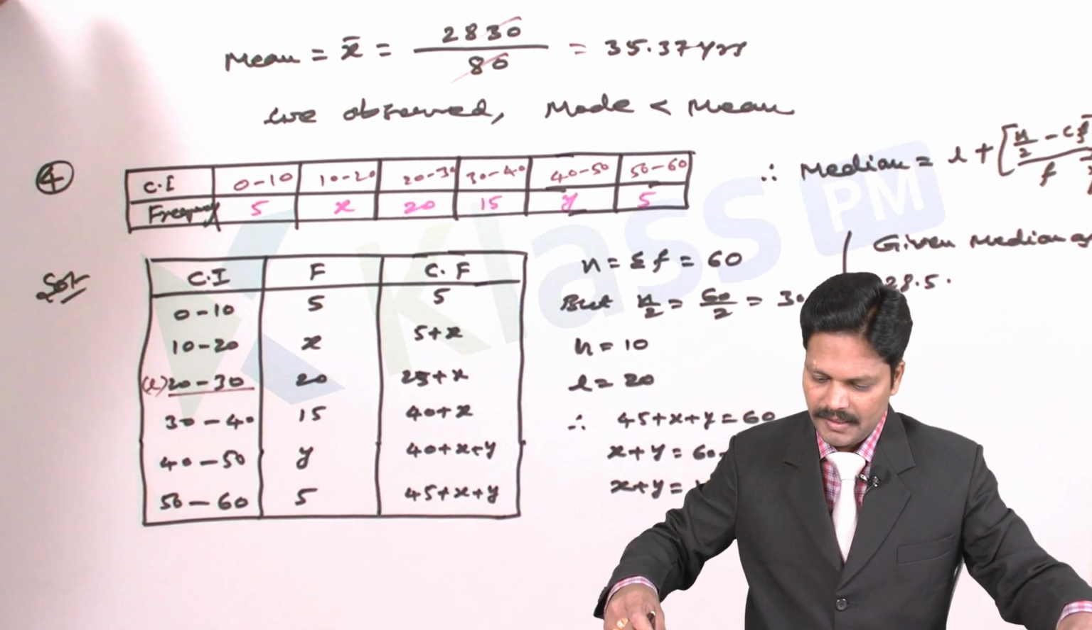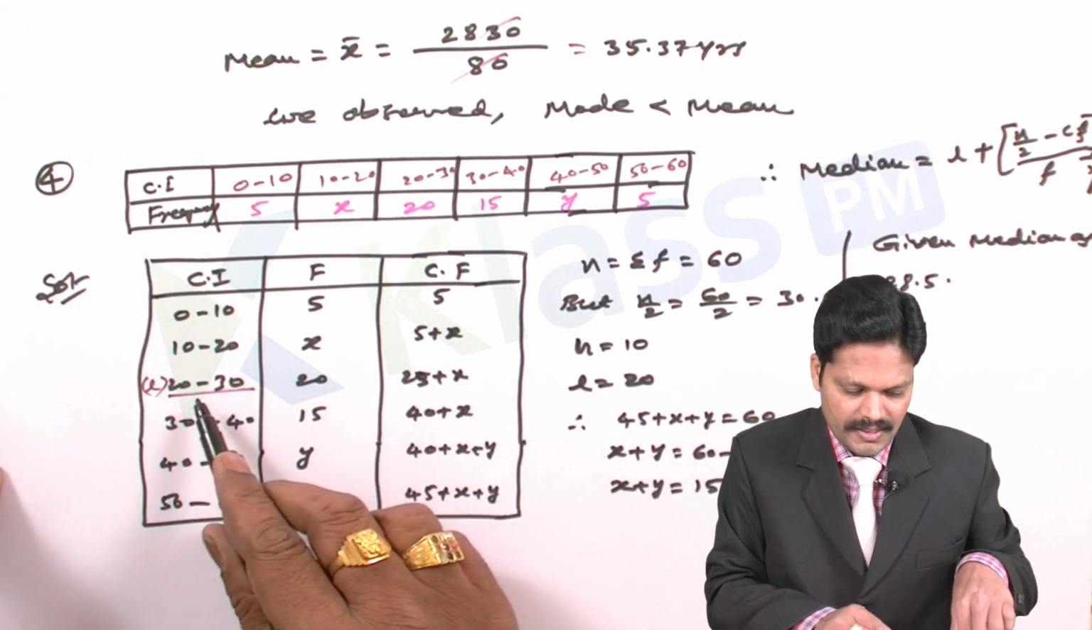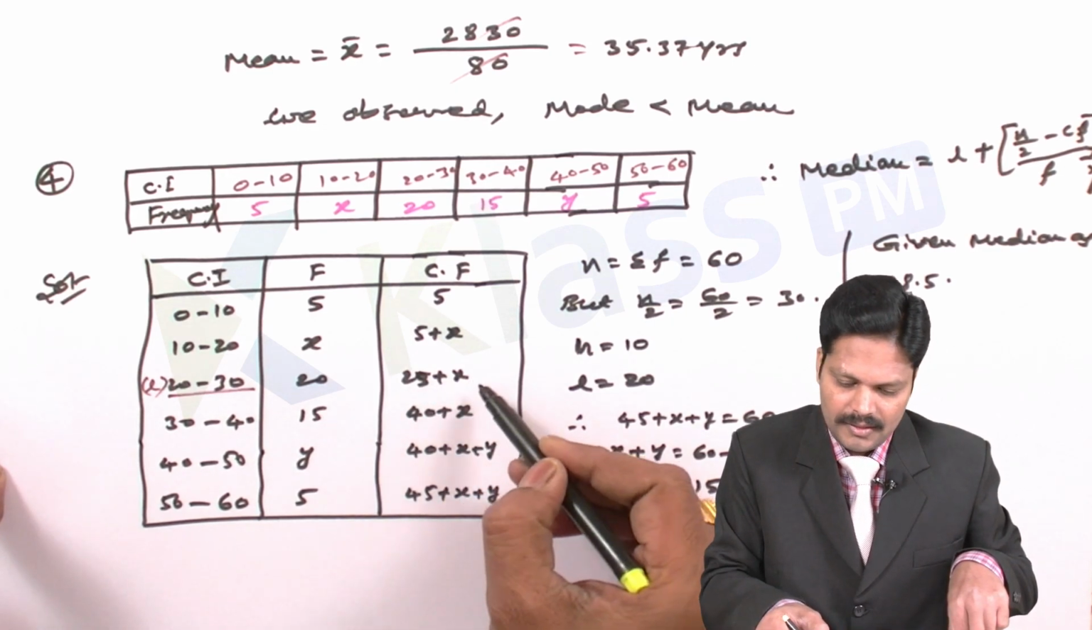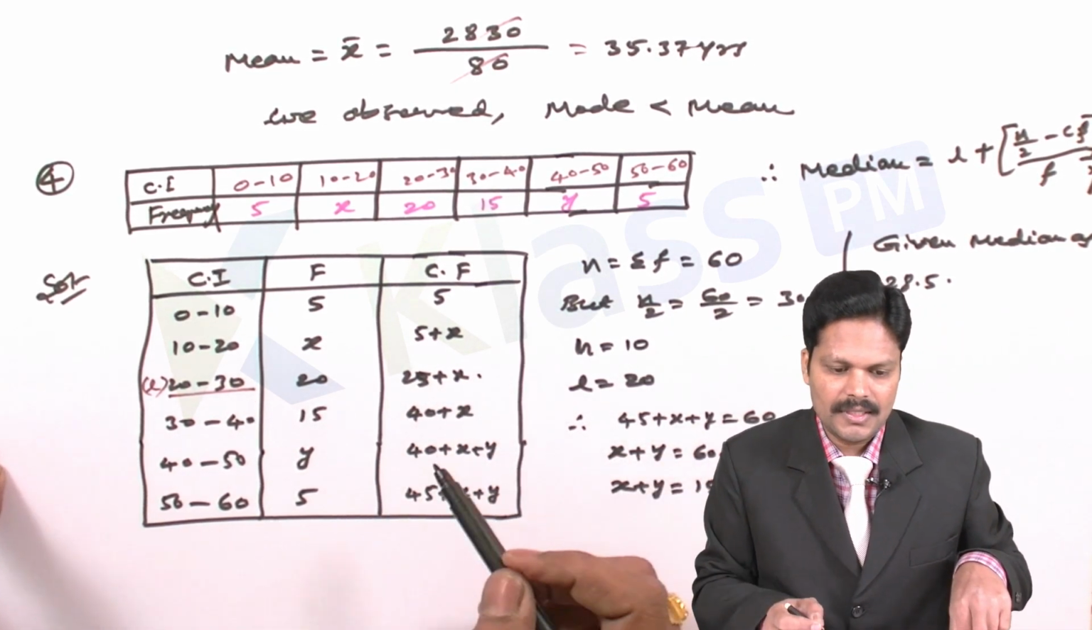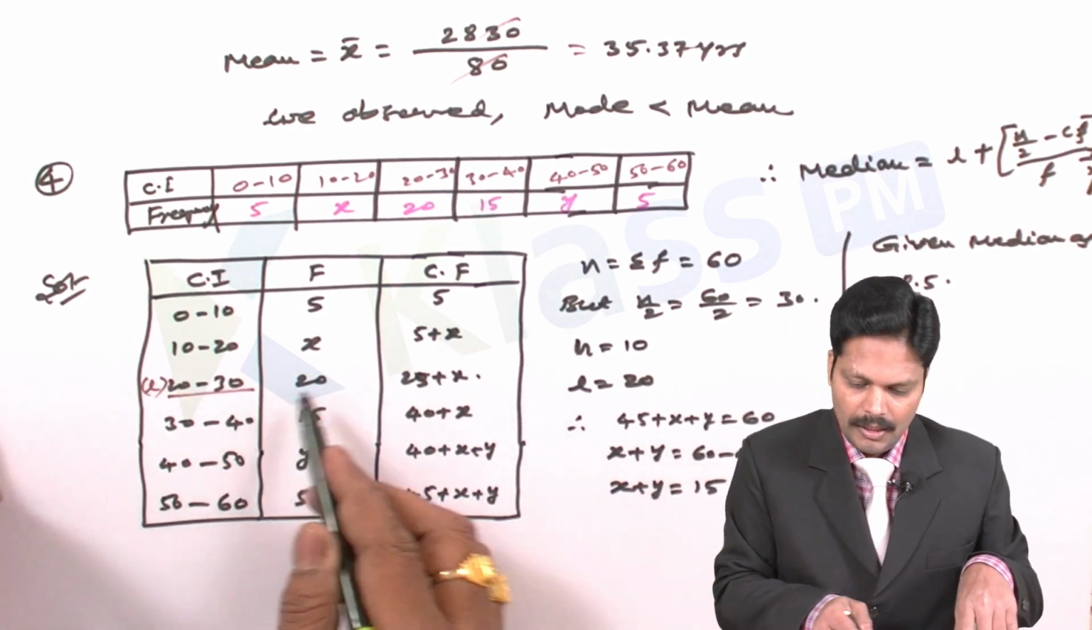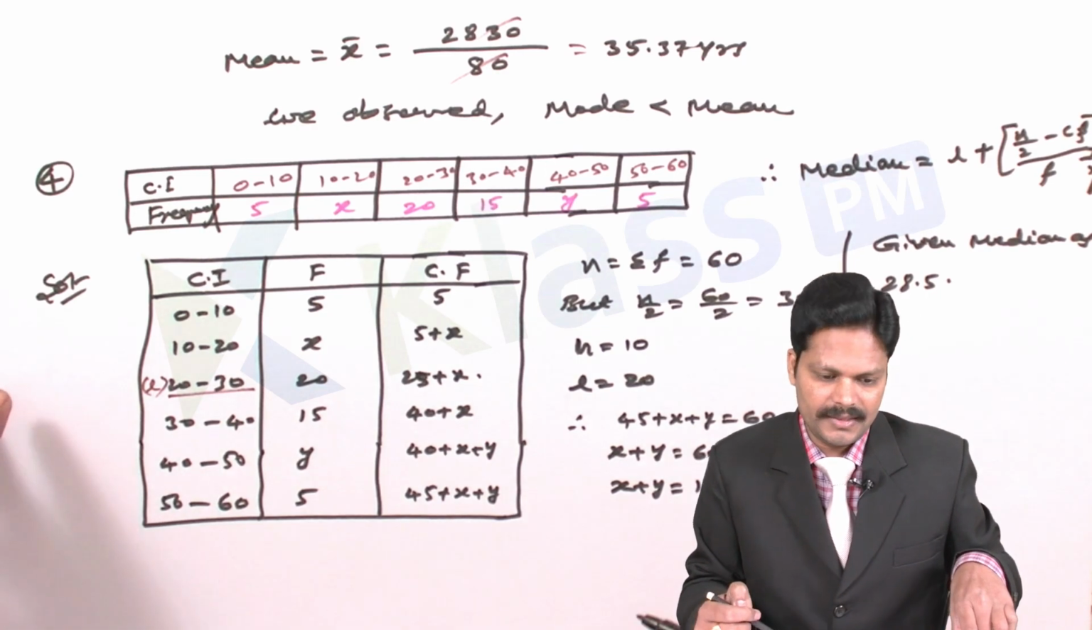The median is given as 28.5. This median lies in the class interval 20 to 30. After adding 25 plus x, we get the median class. This is the way we can identify the L value, the lower limit of the median class of the data.